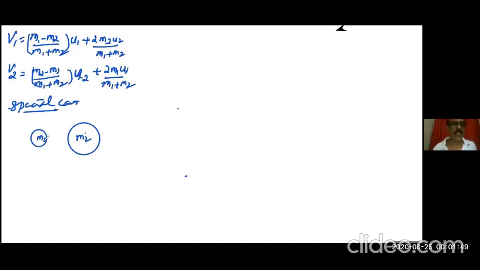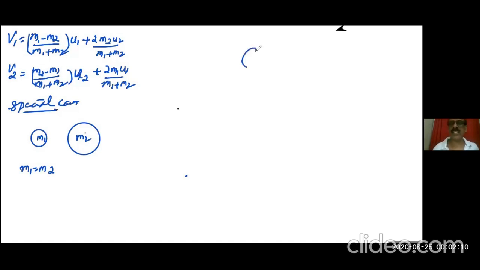So initially, we can say the condition: M1 is equal to M2. Both the bodies have the same mass. What will be the velocities after an elastic one-dimensional collision? That's the question. So when M1 is equal to M2, substitute in the equation of V1.